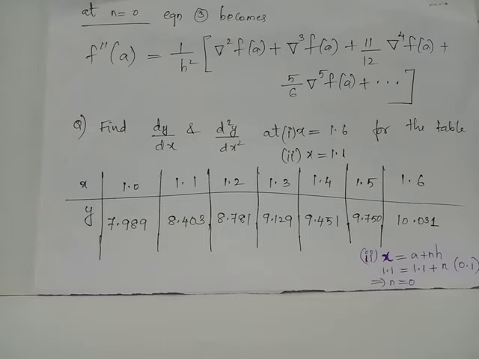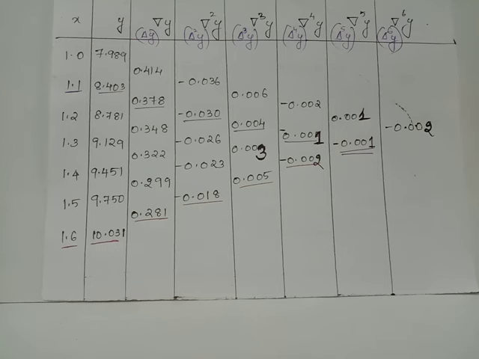Now let us find out dy by dx and d square y by dx square for x equals 1.1. In this case, if you select x equals 1.1 as the origin, that is, if you take a equals 1.1, then we will have x equals a plus nh rewritten as 1.1 equals 1.1 plus n times 0.1, from where we will get n equals 0, which means that if you select origin as 1.1, then we can make use of derivative formulas of Newton's forward interpolation for the special case n equals 0, which is familiar to us. We can make use of the same difference table.